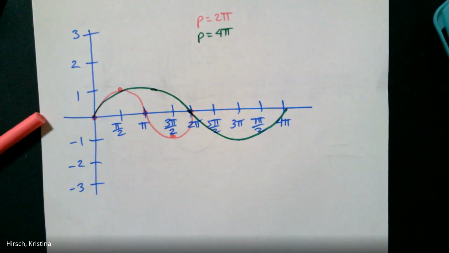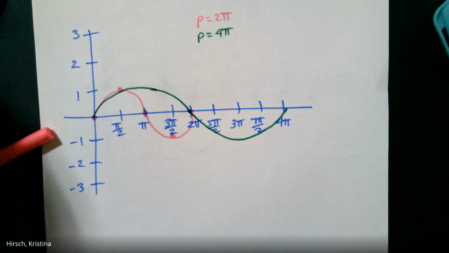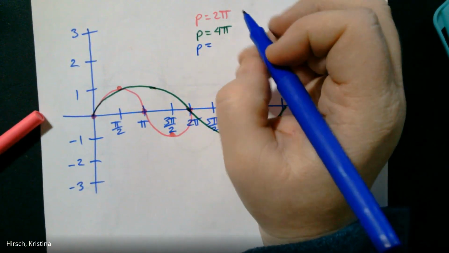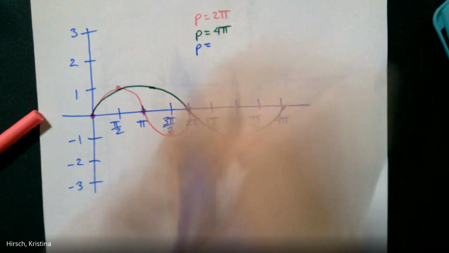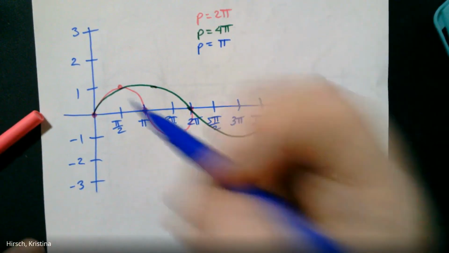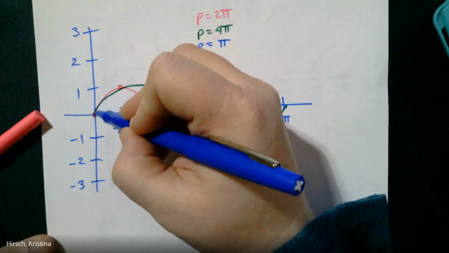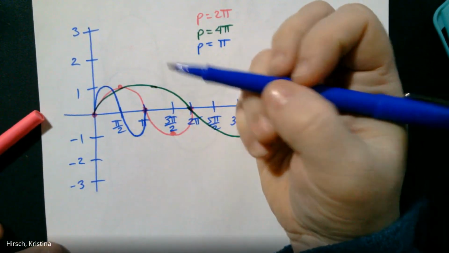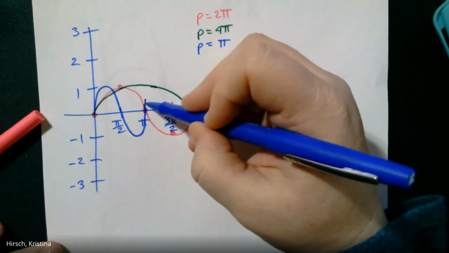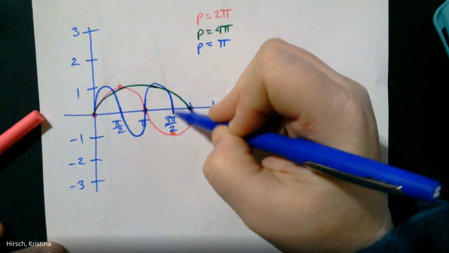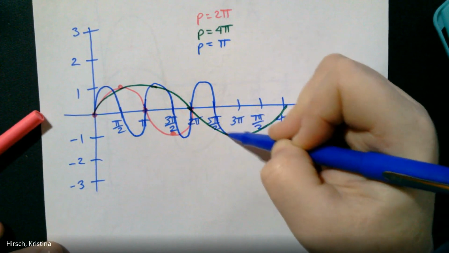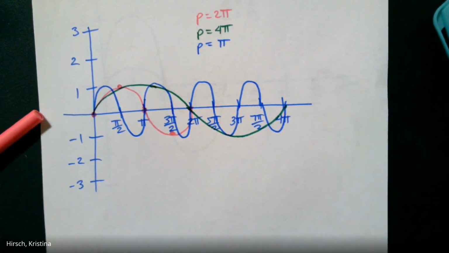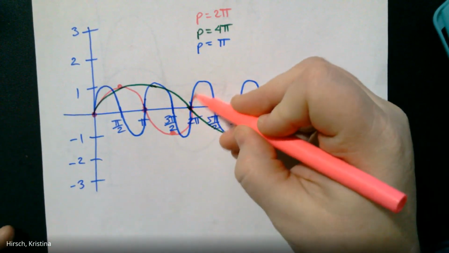But I could also have a period of just pi. If I had a period of just pi, then it would do something like this instead. And keep in mind, it would just keep repeating. So then it would be like this. It would just keep repeating, where this graph would keep repeating as well.